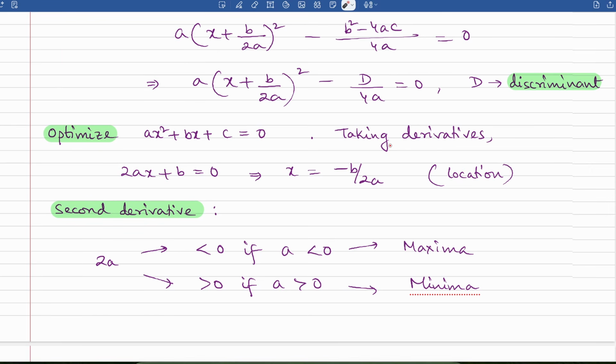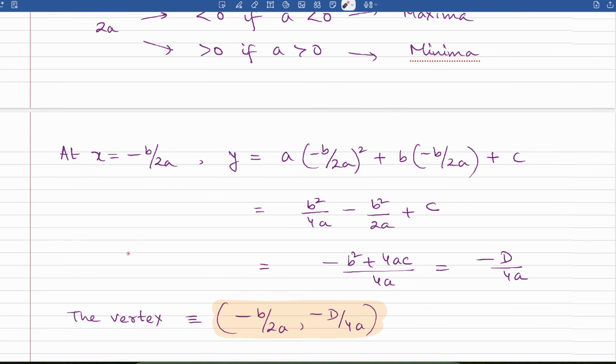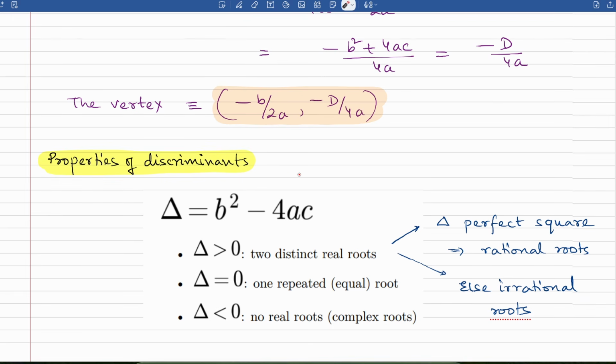I just showed you that the same result from completing the squares can be approached via derivatives. In fact, it will make this calculation a bit faster. So overall, the vertex becomes minus b by 2a, minus d by 4a. We described the discriminant before as b square minus 4ac. The discriminant has a few properties. Let us look into those.